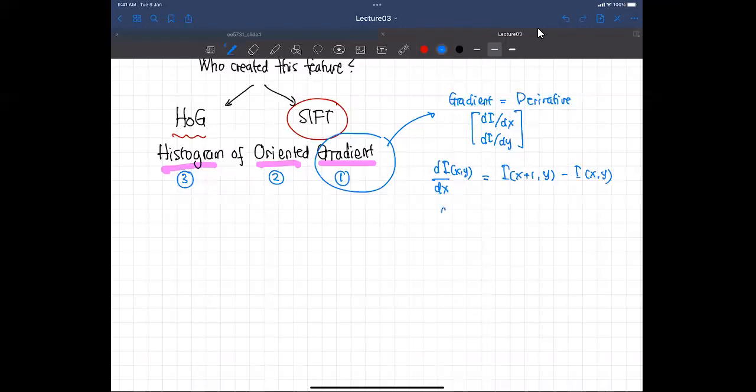For the y direction, it's the same thing: I(x, y+1) minus I(x, y). There are many different variations of this derivative definition, but this is the easiest one.